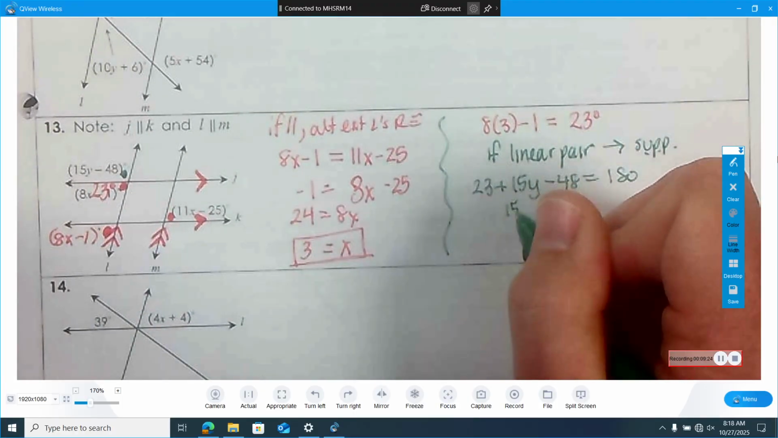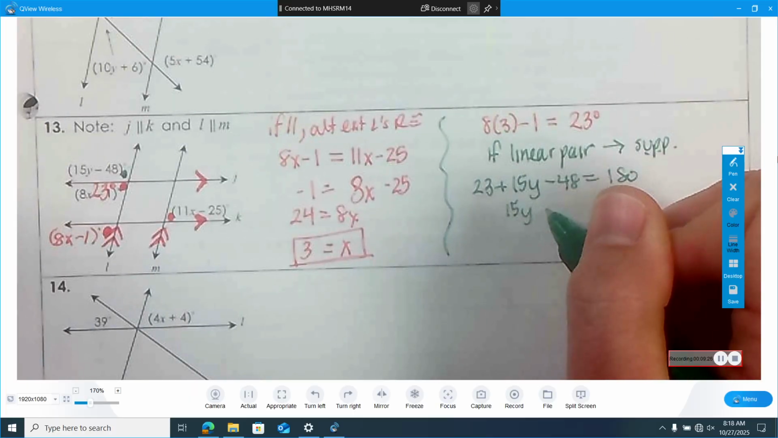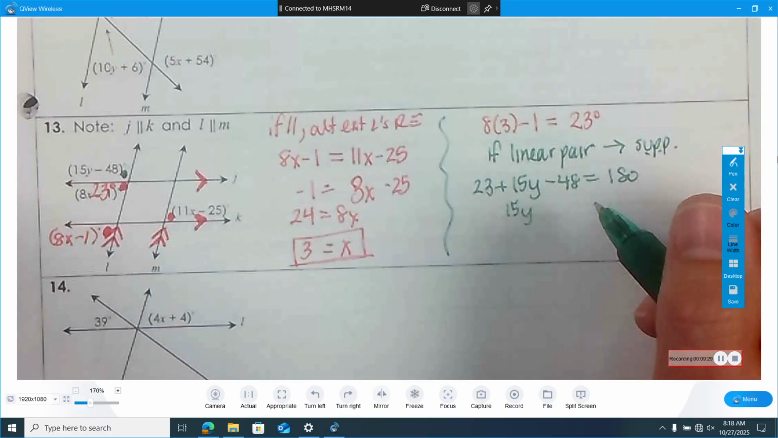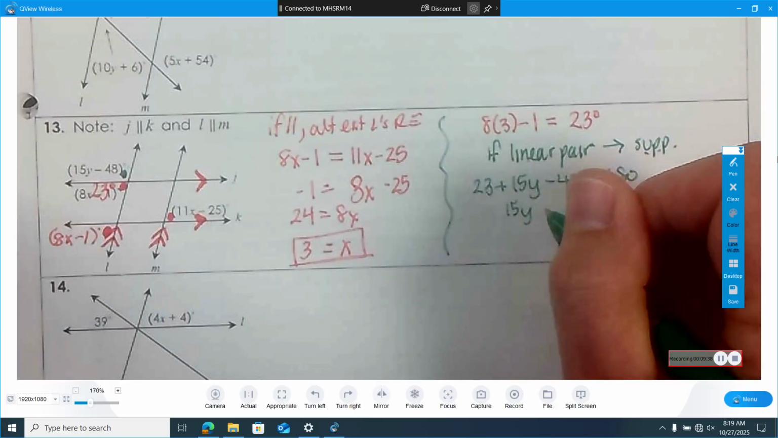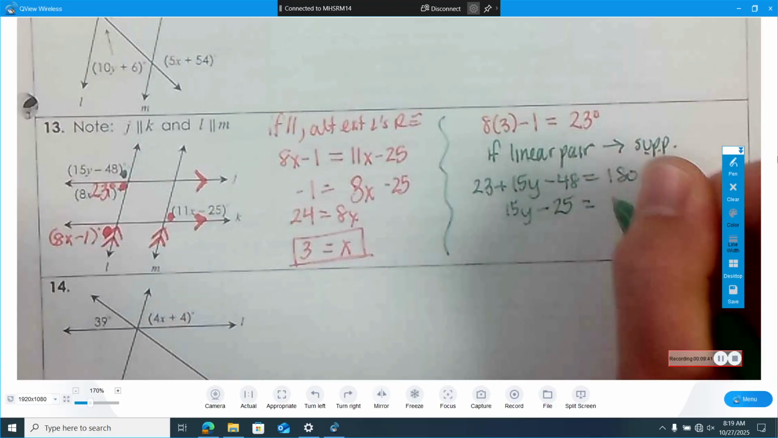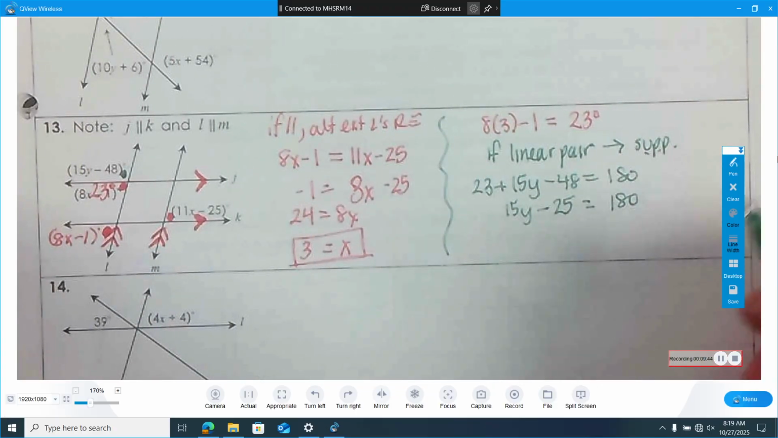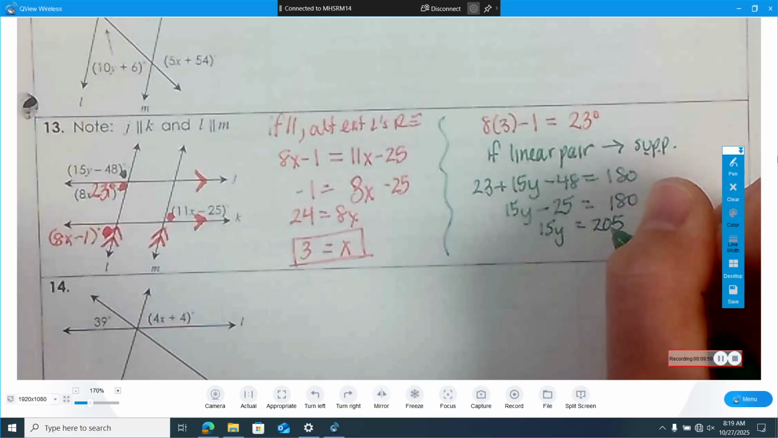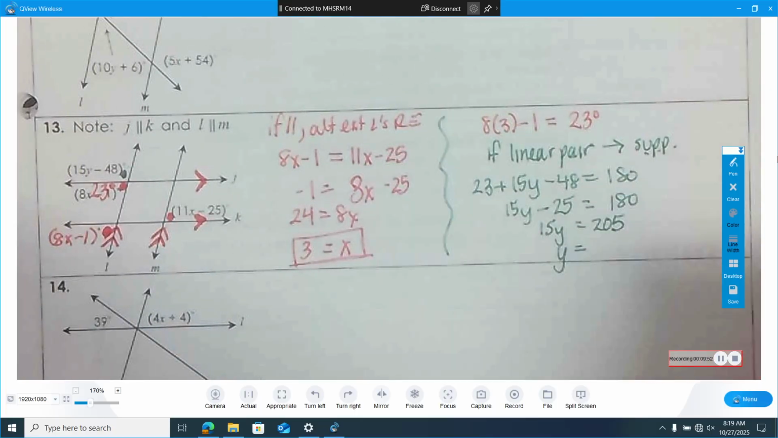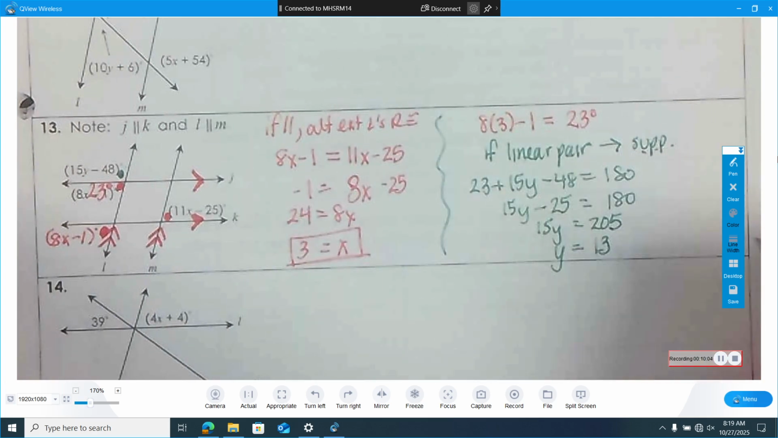So we've got 15y, 23 minus 48. Y'all help me out. I don't have a calculator. And it's too early for negatives. 23 minus 48 is negative 25. Okay, I buy that. And then we need to add 25. So 15y equals 205? Yeah. All right, and then divide by 15. 13? That sort of makes sense.